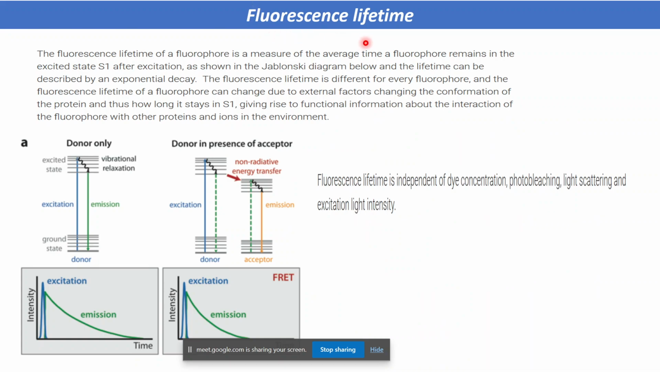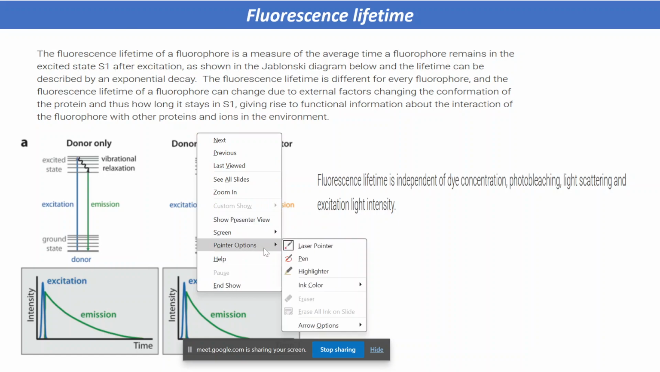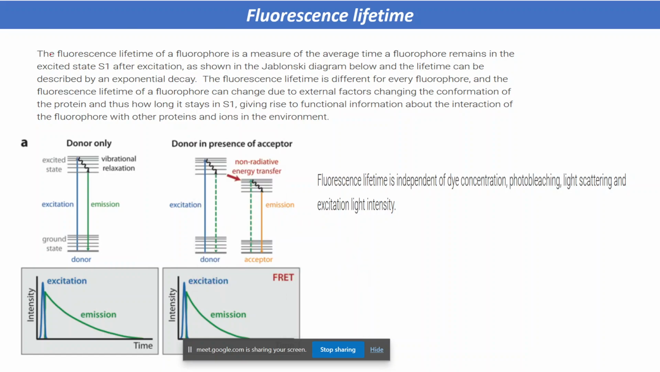Now, what is fluorescence lifetime? Lifetime means the average time that a molecule remains in the excited state after the excitation. That is called the fluorescence lifetime. Since we are talking about fluorescence, we use the term fluorophore here rather than chromophore. The fluorescence lifetime of a fluorophore is a measure of the average time a fluorophore remains in the excited state S1 after the excitation, and it can be described by an exponential decay.